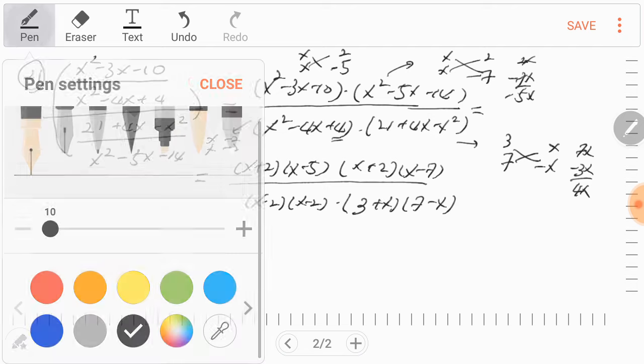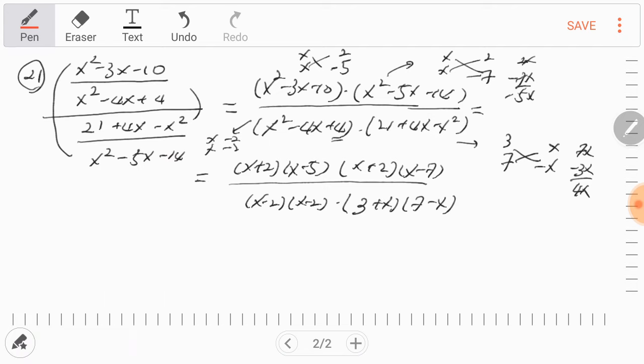Now it's time to reduce. x plus 2. Do we have x plus 2? No. How about x minus 5? No. How about x plus 2? No. How about x minus 7? Yes, we do. x minus 7. So switch this one, then x minus 7. So we can cancel out. It becomes -1.